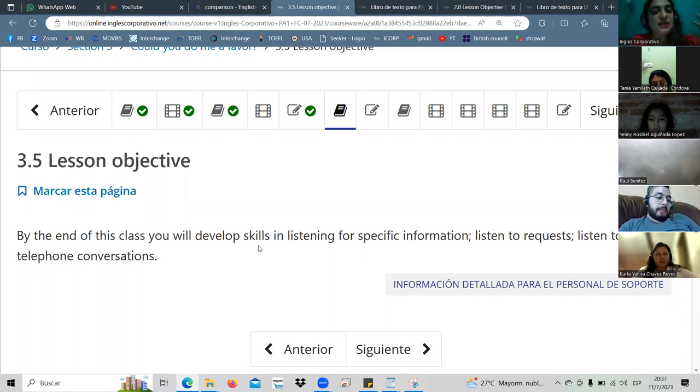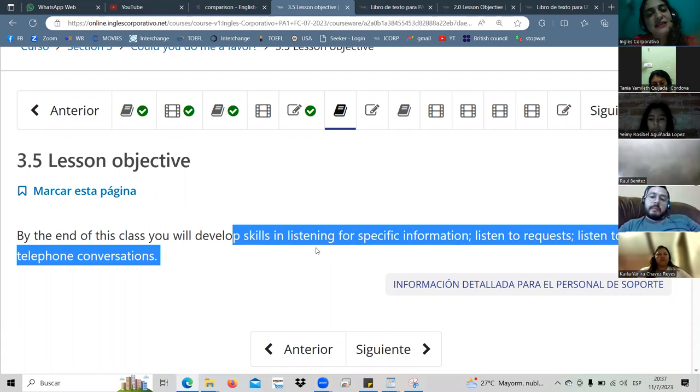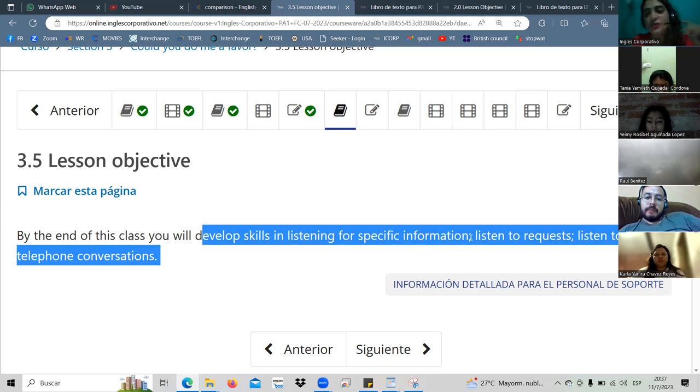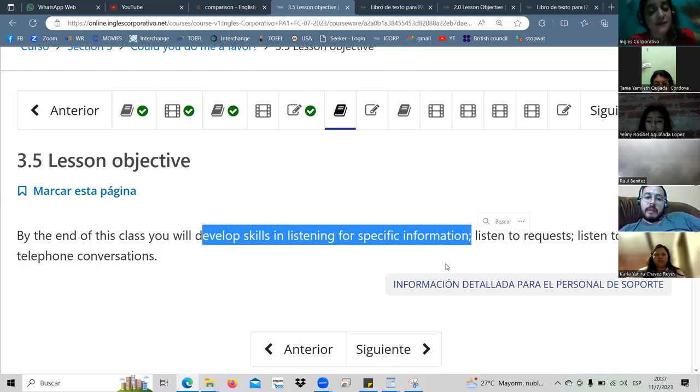Develop skills in. All right, for specific information. So here we just joined the two sounds for specific information, all right? So everybody repeat: develop skills in listening for specific information. Just that, everybody. Develop skills in listening for specific information. Good job. Develop skills in listening for specific information, good.